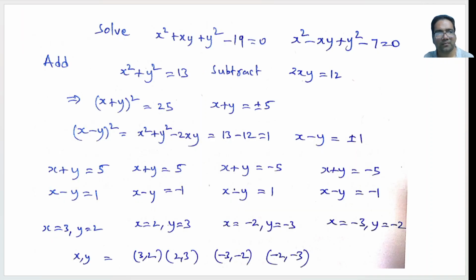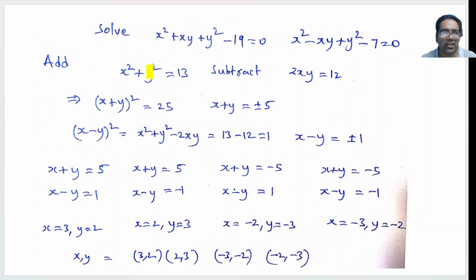Let's see how. If we add these two equations, then xy and xy will get cancelled. 19 plus 7 will become 26. So 2 times (x² + y²) will become 26, and x² + y² becomes 13. Once you subtract, x² and y² will go away. You'll be left with 2xy, and 2xy becomes 19 minus 7, which is 12. So that means xy equals 6.